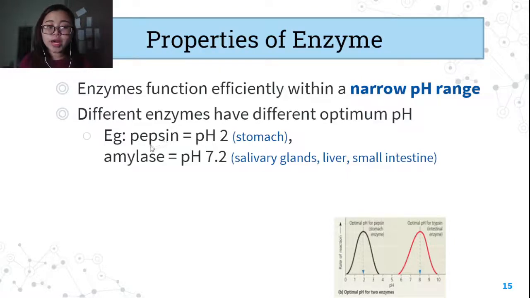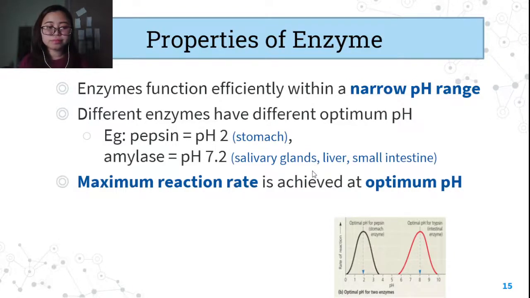For example, we have the enzyme pepsin, which has optimum pH of 2. You can find pepsin in the human stomach. We also have the enzyme amylase, which has optimum pH of 7.2. You can find amylase in the salivary glands, in the liver, and in the small intestines. So both these enzymes are in humans. So it's in the same body, but they will have a different optimum pH because they are in different environments. The maximum reaction rate will be achieved at the optimum pH.